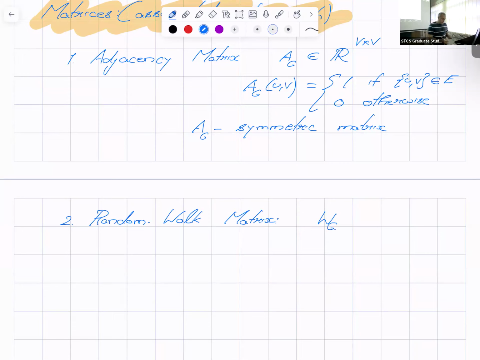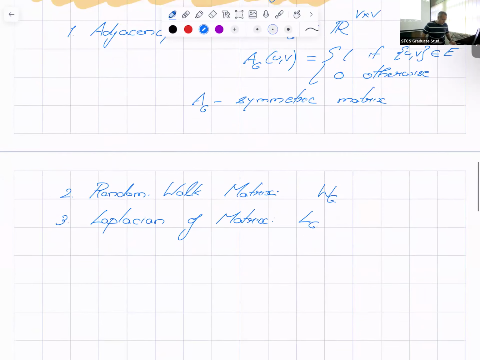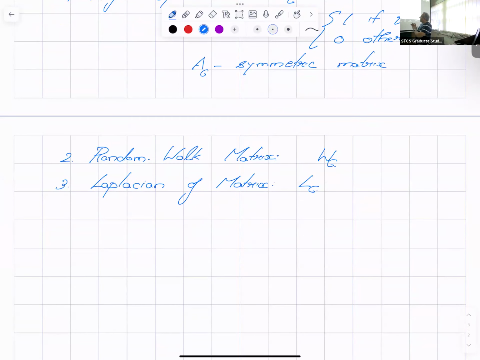And the thing which we'll be focusing most of our attention on eventually will be the Laplacian of the matrix, L_G. We'll see why we care about the Laplacian by the end of today's lecture, but for now, let me just define what the Laplacian is. There are several equivalent definitions with minor differences, but this is what I will call the Laplacian for the most part of this lecture.